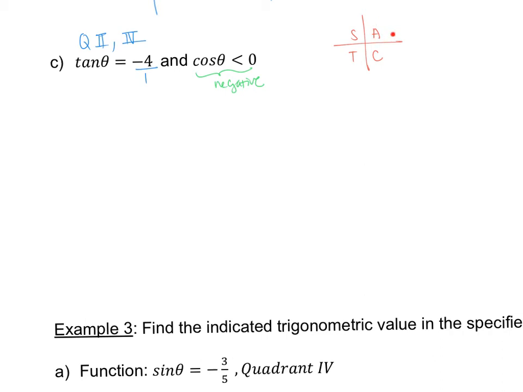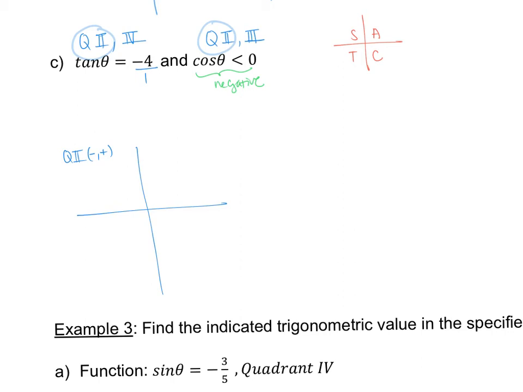So cosine is positive in the first quadrant and in the fourth quadrant. So that means cosine can be negative in the second quadrant and the third quadrant. Well, if that's the case, that means that the second quadrant is where they're going to be located. If we draw a second quadrant here, the x value is negative and the y value is positive.